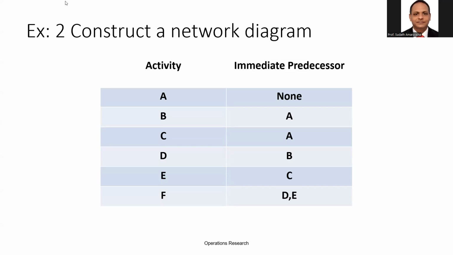Let's start now. A none, B A, C A, D B, E C, F D and E both. Everybody needs to draw this one. Then I'll explain.